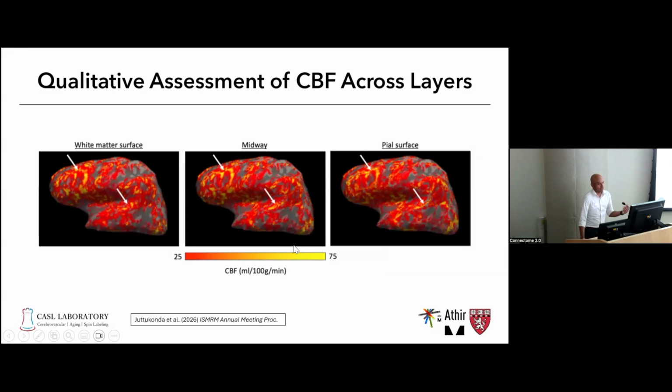If we take that CBF data and project it onto the cortical surface and look as a function of cortical depth, you can see here on the left a projection on the white matter surface, and on the right, the peel surface, and then halfway in between here. Qualitatively, the regions pointed out by the white arrows show regions where we can visually tell that there's a difference between these perfusion values across the different cortical depths.